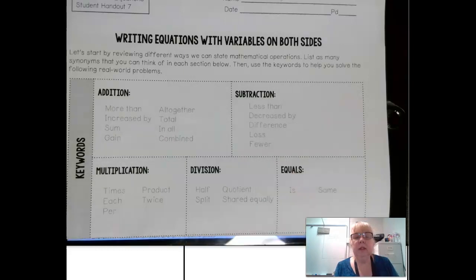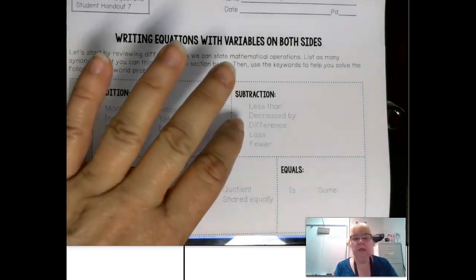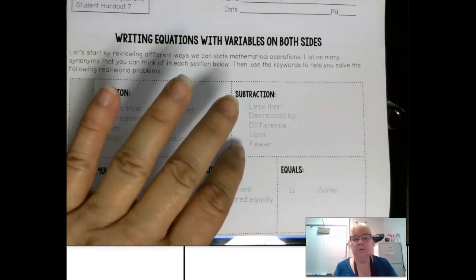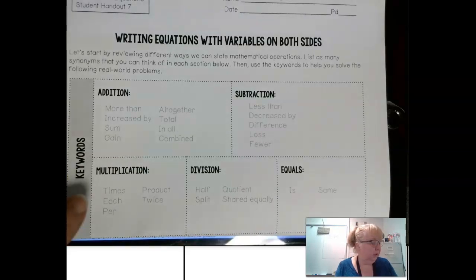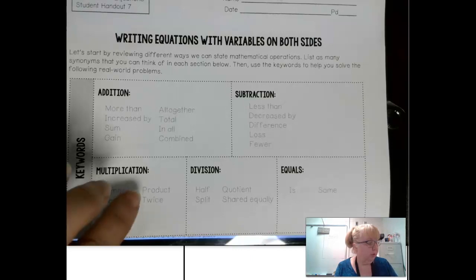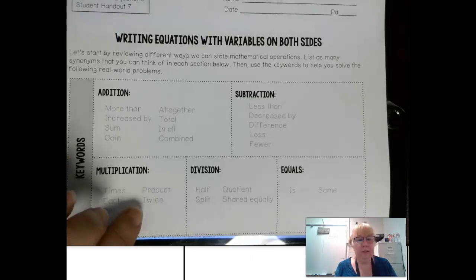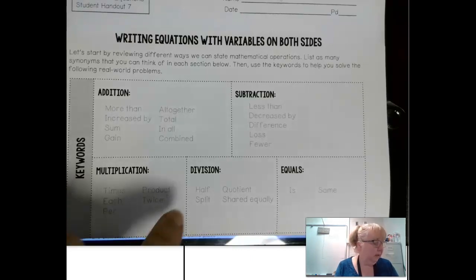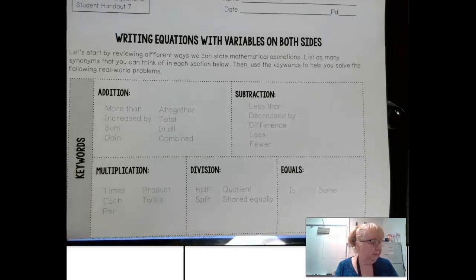Subtraction, we think of things like less than, decreased by, difference, loss, fewer. Multiplication, times, each, per, product, twice. Division, half, split, quotient, shared equally.